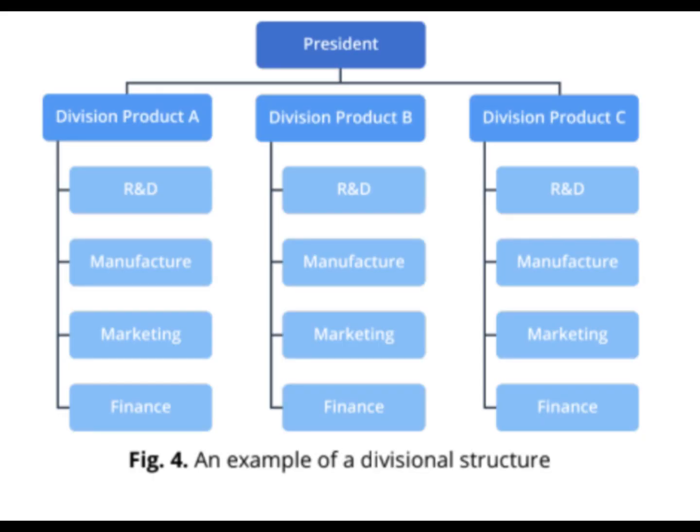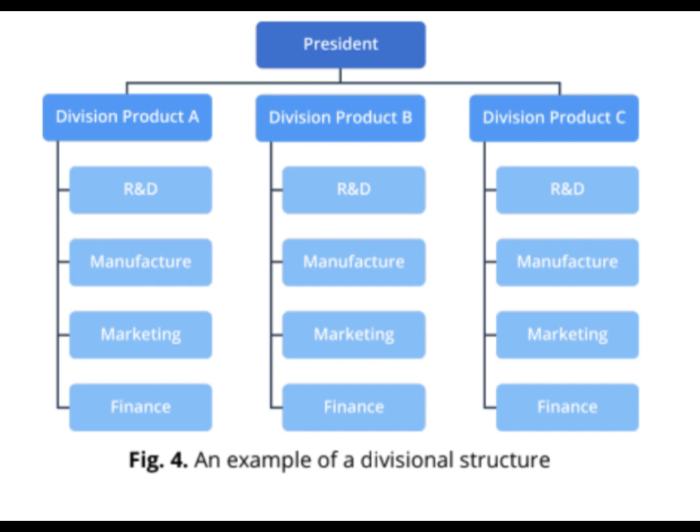Divisional structure. This structure design deals with the development and production of the organization's projects that cater to a specific audience or market through division. This requires each division to independently handle every activity, which includes but is not limited to product design, manufacturing, marketing, and sales.